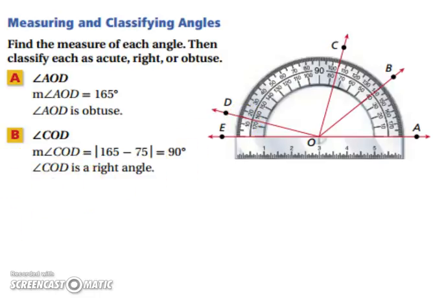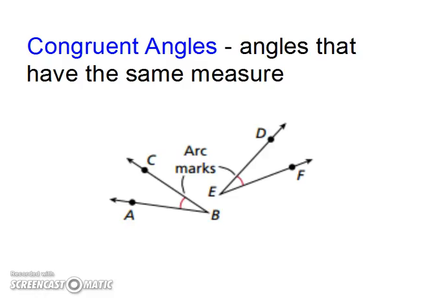Congruent angles are angles that have the same measure. Similar to when we had congruent segments, we marked each of them with a little tick mark. Well, with angles, they're little arc marks. So the same number of arc marks means the angles are congruent. So if I had 2 and 2, those two angles would be congruent.